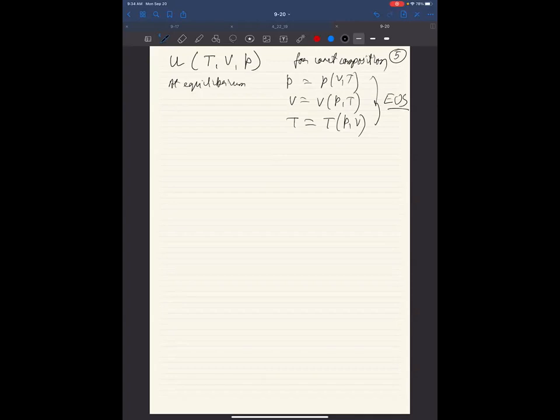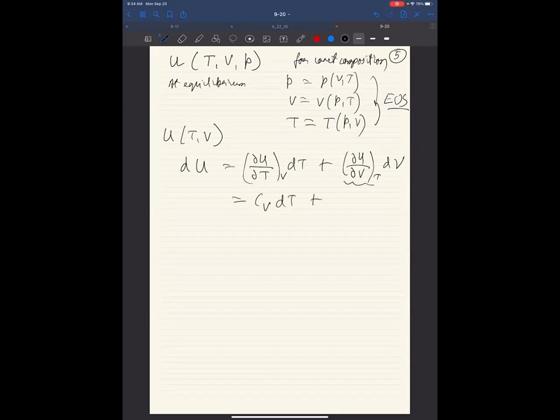Ideal gas law is one equation of state. Virial law is another equation of state. And then we showed that if we choose to do it as U as a function of temperature and volume, then we get a relation dU is equal to partial U by partial T at constant V multiplied by dT plus partial U by partial V at constant T multiplied by dV. And this becomes Cv, right? This is the definition of heat capacity at constant volume multiplied by dT.